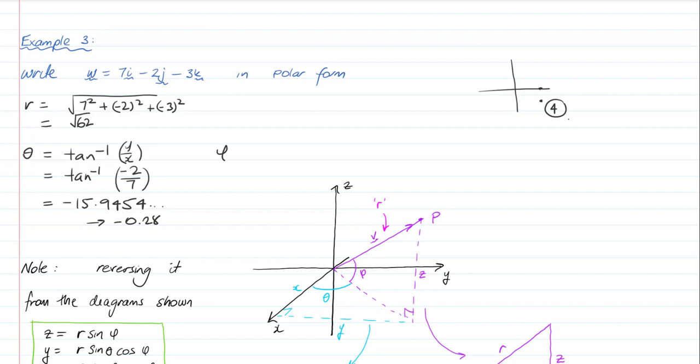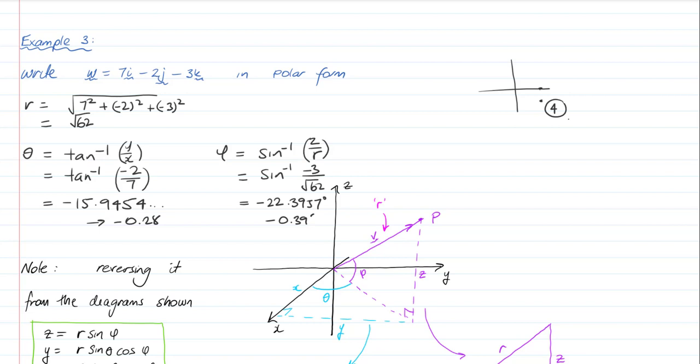And then we can also get our phi value, which is sine inverse of z over r, which in this case is sine inverse of negative 3 over the square root of 62. So again, we're in that fourth quadrant. We're below. And so sine inverse of negative 3 over root 62. Shift sine of negative 3 over the square root of 62, and that's equal to negative 22.3957 degrees. Or it's equal to negative 0.39 radians.